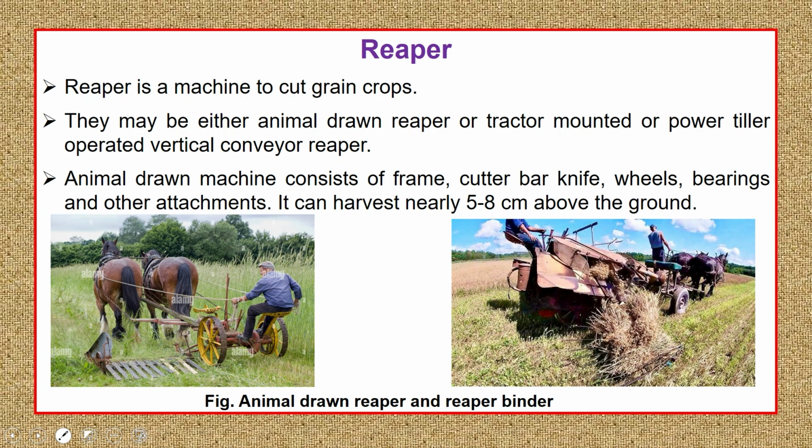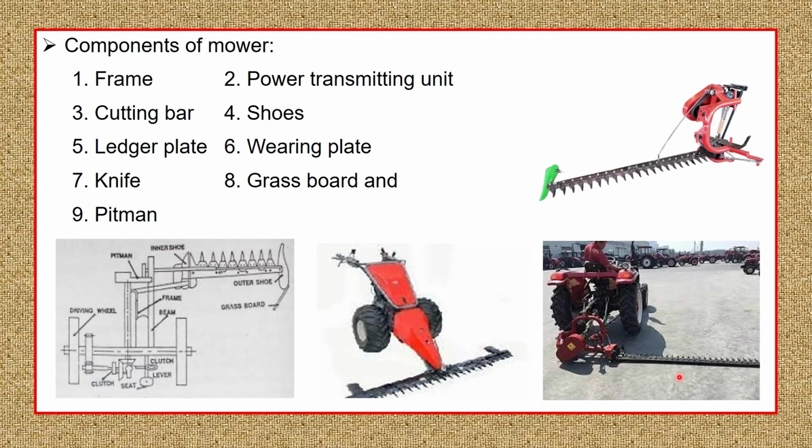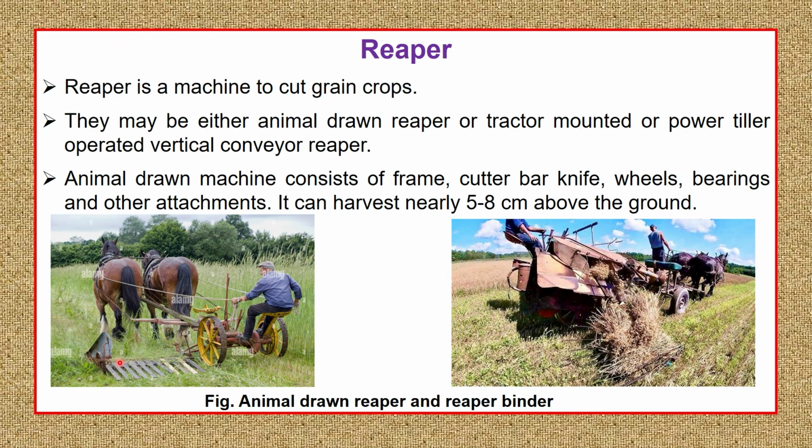Again, they may be animal drawn, tractor drawn, or power tiller operated. An animal drawn machine may consist of a frame, the cutter bar knife, wheels, bearings, and other attachments. The frame supports all the associated components of the reaper, and the cutter bar knife is the one we saw in the previous slide. With the help of this cutter bar unit, it will cut the crop.